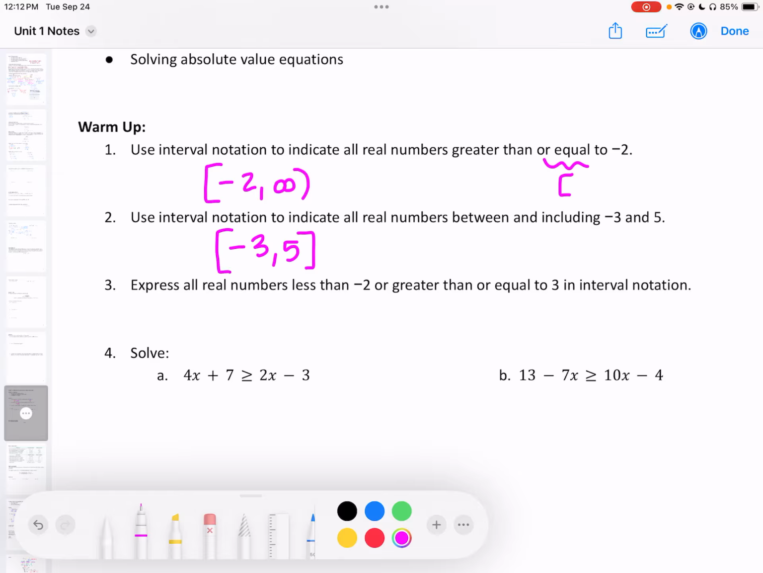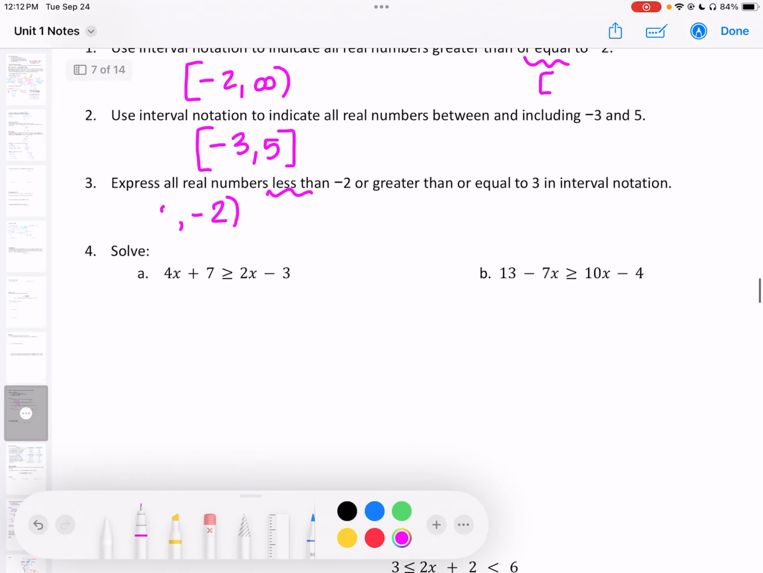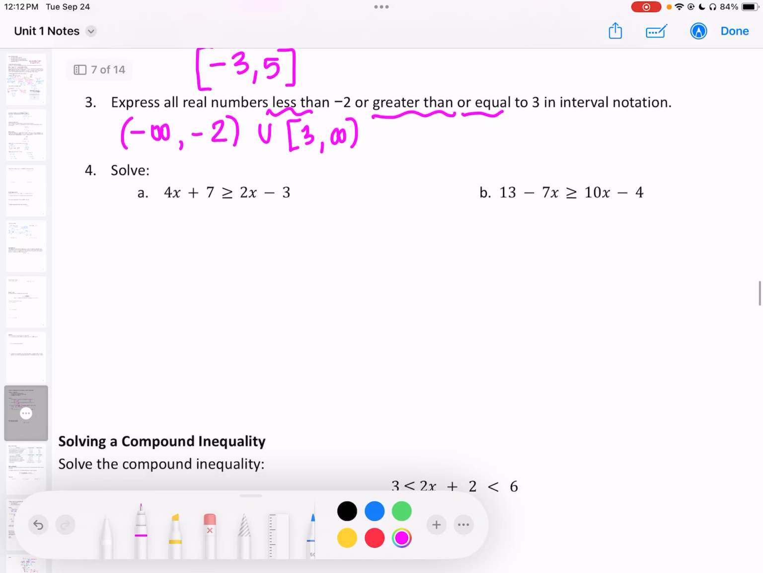Okay. Express all numbers less than 2 or greater than or equal to 3, so less than 2 tells us we're going to have parentheses. And we're going to have a union because we're then greater than or equal to 3. So go ahead and put that in a bracket around the 3.